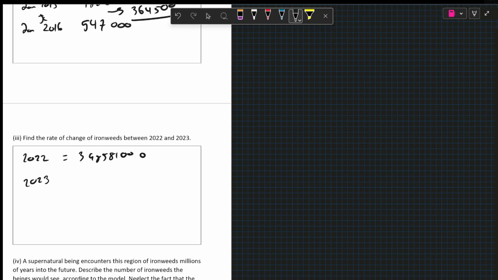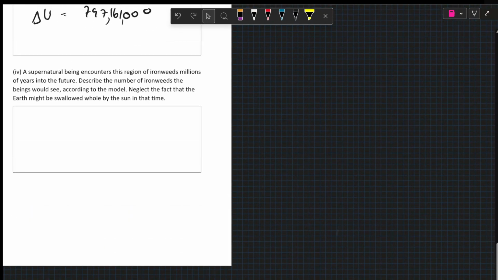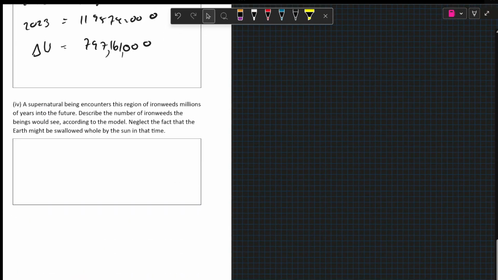So in 2023, 119,574,200 minus 398,581,000, and the change in weeds is 797,161,000. So 797,161,000 ironweeds.